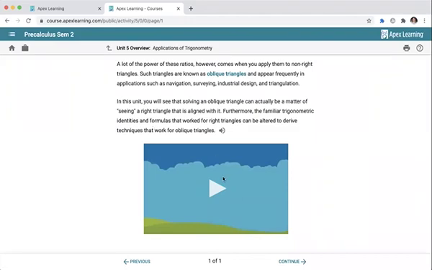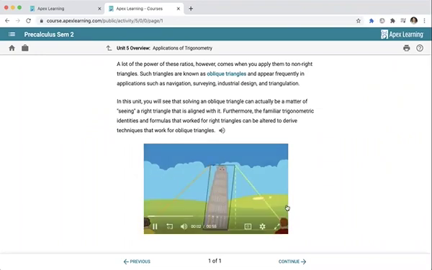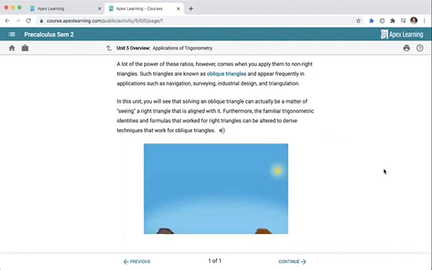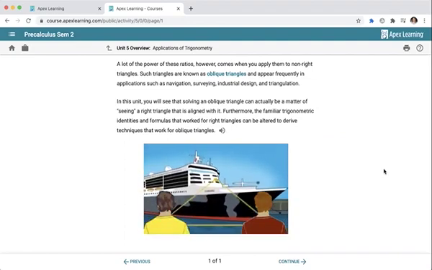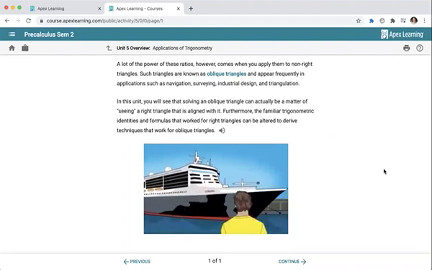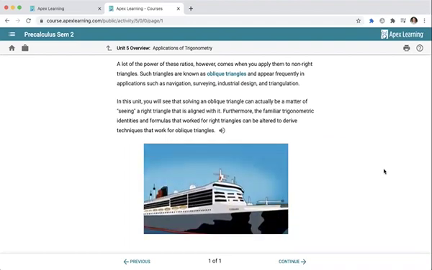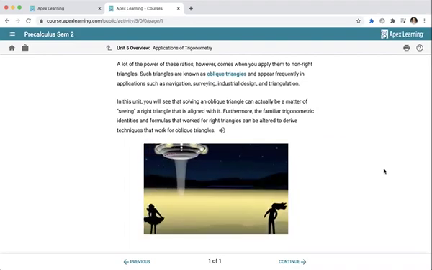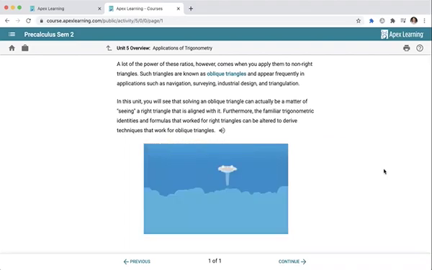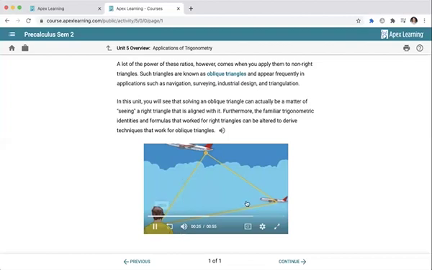So let's take a look here at this quick overview. Looking at something like the Leaning Tower of Pisa, looking at a ship, how do we look at the different angles there? Sure, alien travel, absolutely. Airplanes, all of that stuff.